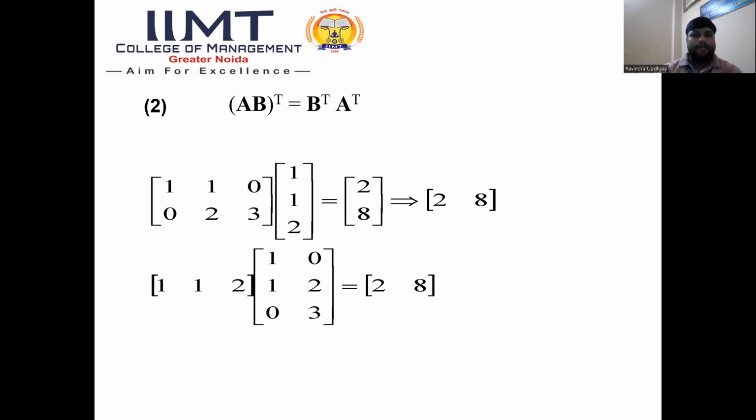Second property, (AB) transpose equals B transpose A transpose. We can clearly see that by an example.